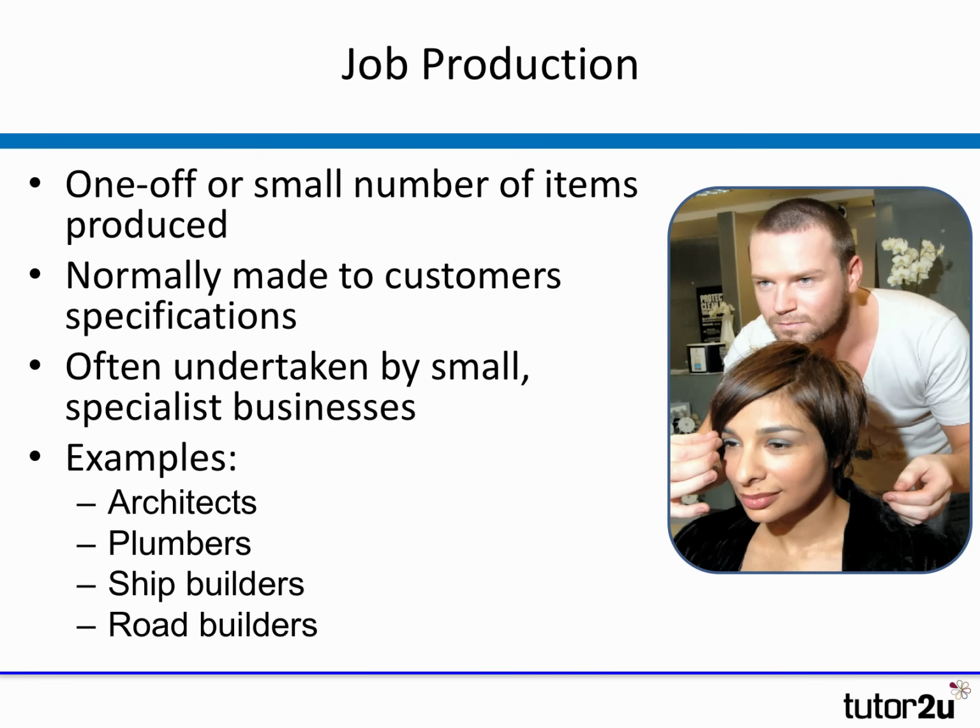If you've ever had a haircut or a beauty treatment or ever had any building work done, then you've seen job production in action. Job production is the operation where a one-off or a small number of items are produced, and nearly always to the customer specification. So a classic example would be a haircut, but of course it can range all the way through to very large, complex construction projects like the building of a motorway or the building of a ship or an aircraft.